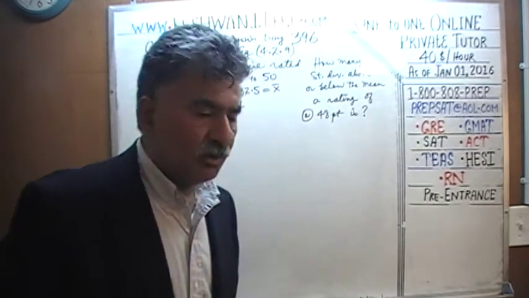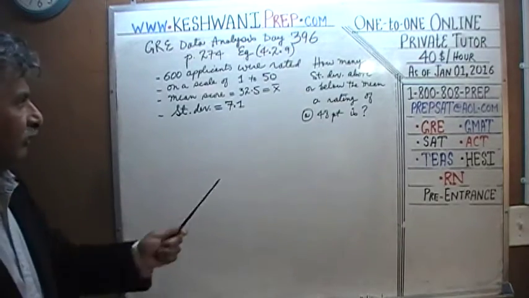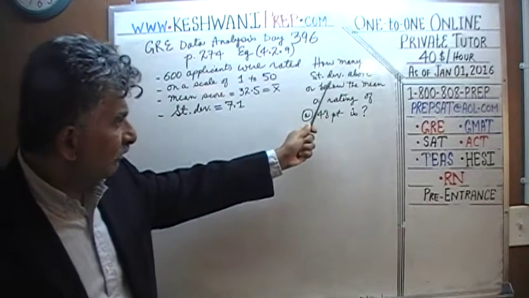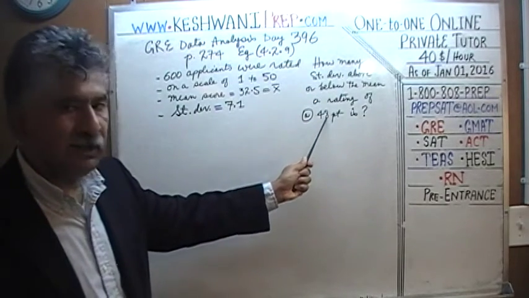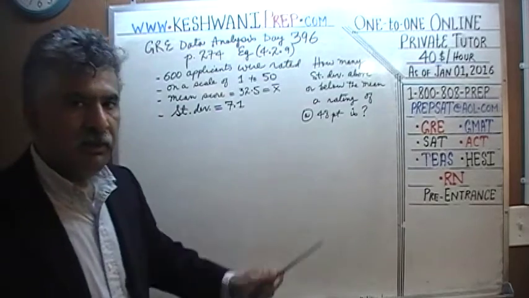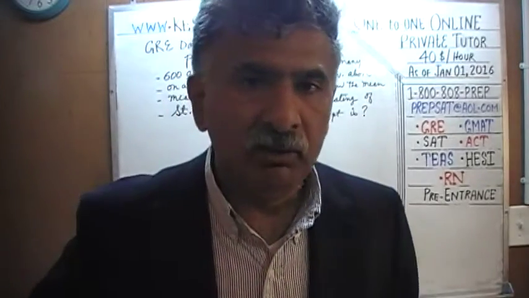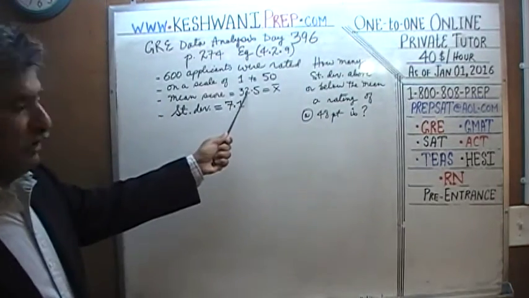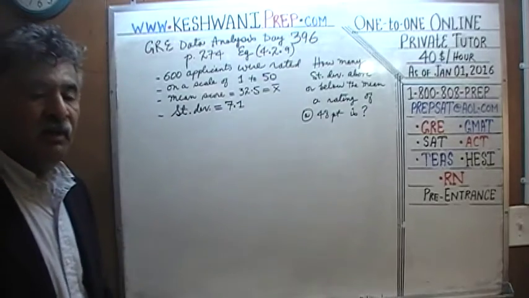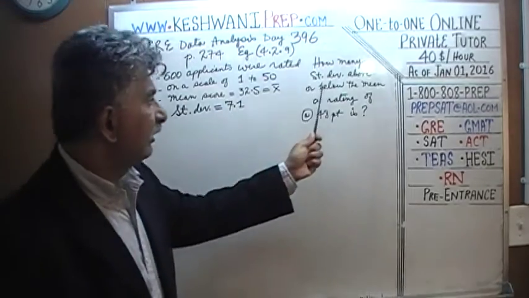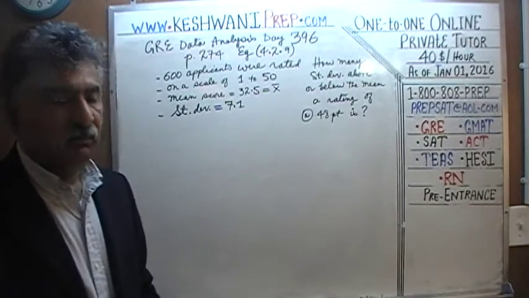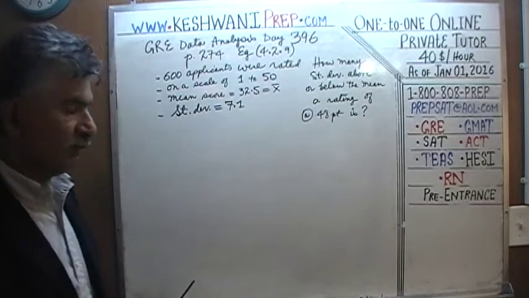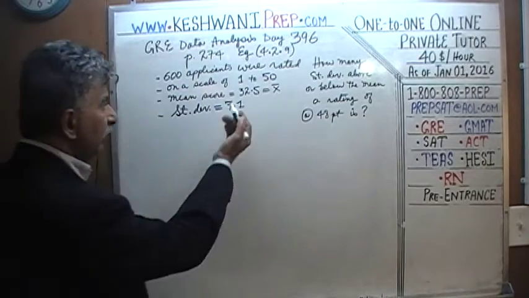Do you understand? The question simply is, based on those facts, how many standard deviations above or below the mean a rating of 48 points will be. Part A, how many standard deviations above or below the mean will a rating of 48 be? Well, 48 is, as you can clearly see, above the mean. The mean is 32.5, this is 48. Obviously, we're going to be above, not below. Let's find out how many points above we are compared to the mean.